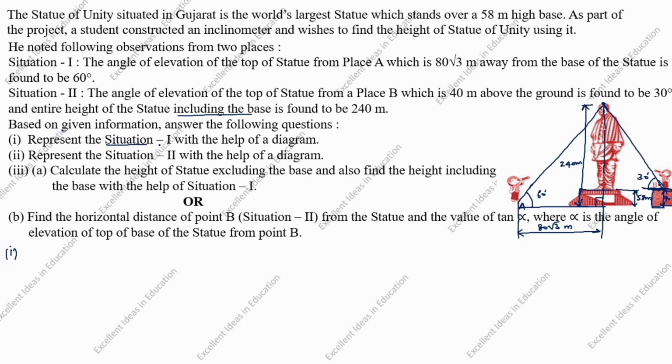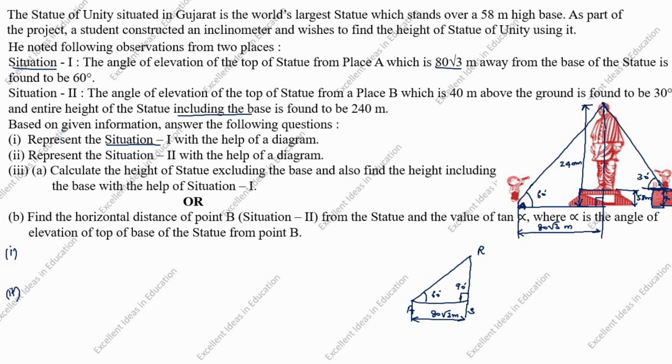First question, see the situation 1. Situation 1, what is given? The angle of elevation of the top of a statue from place A. So this is the situation 1. Place A, which is 80 root 3 meter away from the base of the statue, is found to be 60 degree. Now we will draw the drawing. Here is A, here is 90 degree. This one we will take as R. This one we will take as S. So it's given as 60 degree, 80 root 3 meter away from the base. So from here to here is 80 root 3 meter. This is the first question answer.